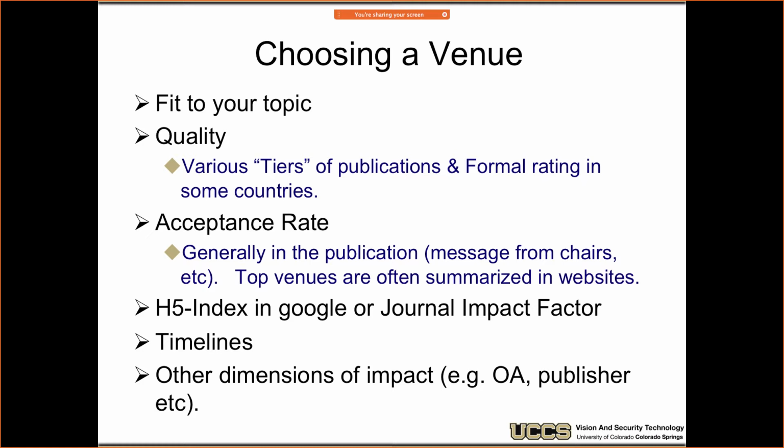And then you're struggling to figure out what's going on. So you can look at the H5 index from Google or the journal impact factor. The journal impact factor requires that the journal has been out at least 2 years, because it's always a 2-year retrospective when they do it. So new journals have none. H5 is the last 5 years that Google indexes.